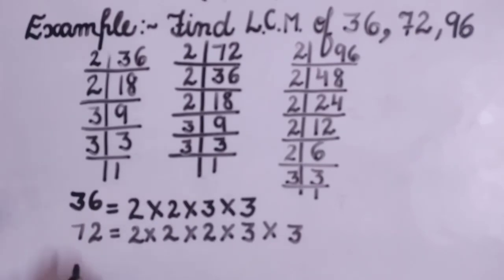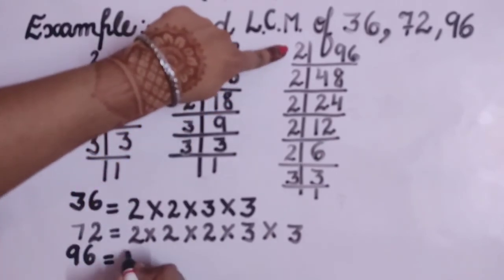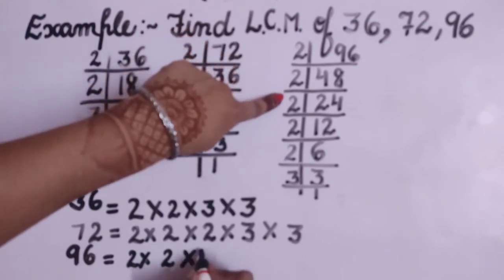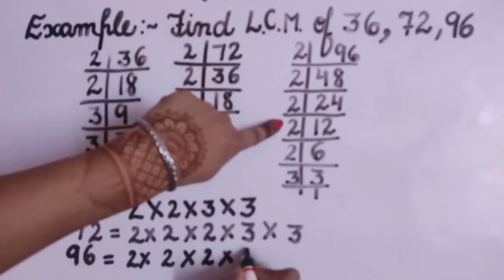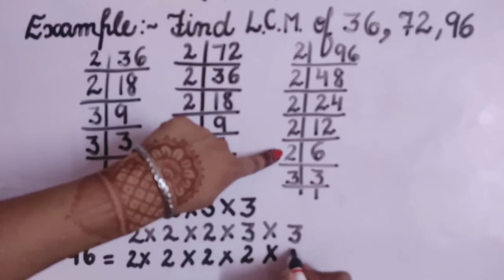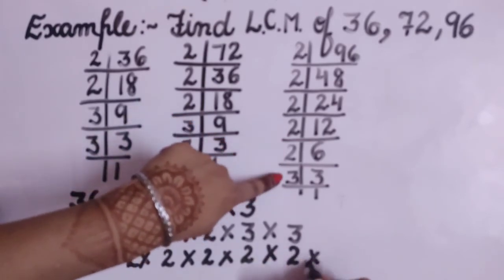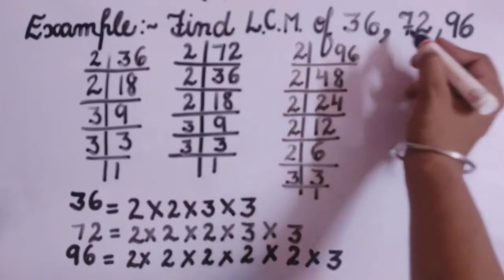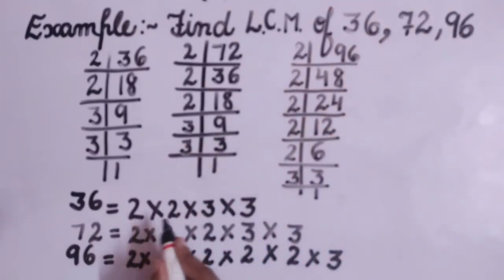So 96 is equal to 2 multiply 2 multiply 2 multiply 2 multiply 2 and at last multiply 3. Students, first step we have solved, that is, we have to represent the given numbers as a product of the prime factors. Now we will move to the second step.